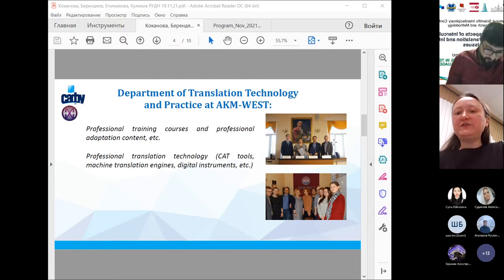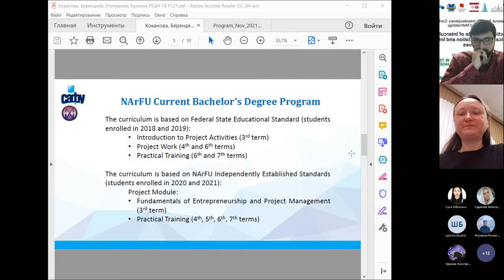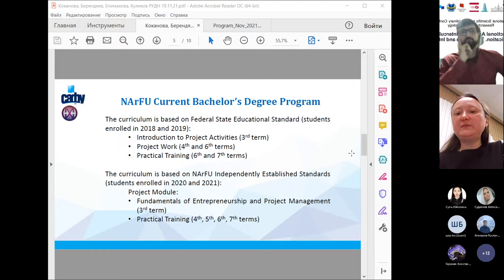Another aspect is professional translation technology. Students are taught to use CAT tools and machine translation engines in their work. The department participates actively in developing the content of these subjects and evaluation materials. The experience gained in 2018-2019 was taken into account when developing NAFU independently established standards at the linguistic bachelor level. This document corresponds to the Russian professional standard in translation, elaborated with the direct participation of AKM West representatives in cooperation with other participants of the translation industry.